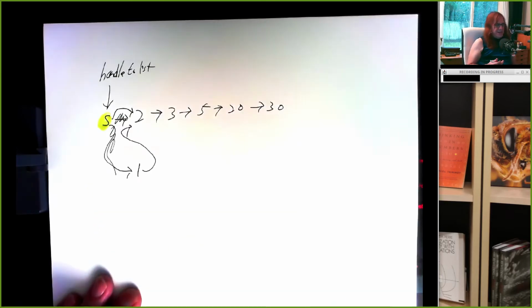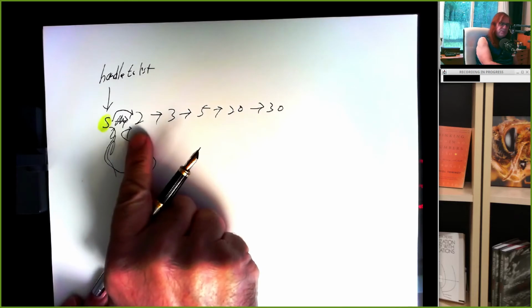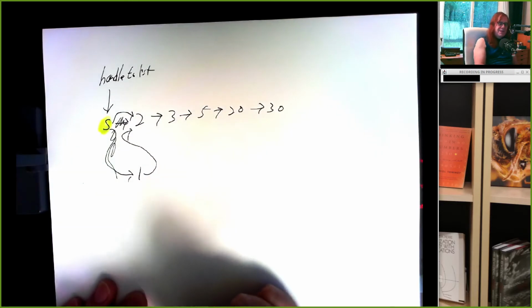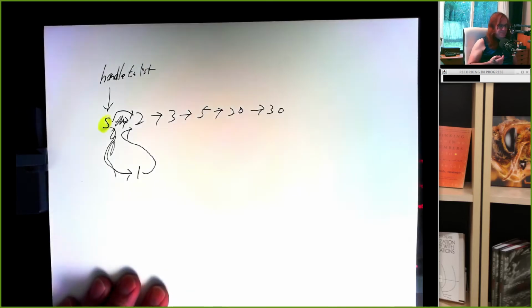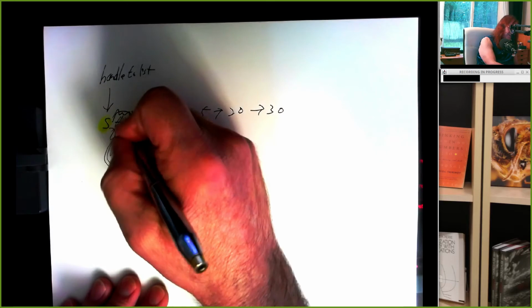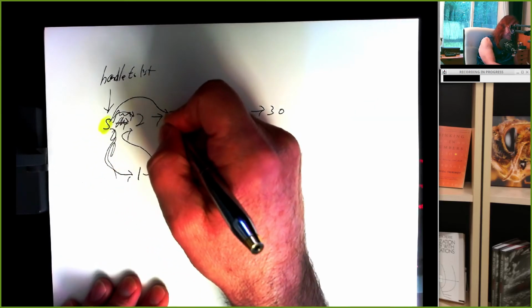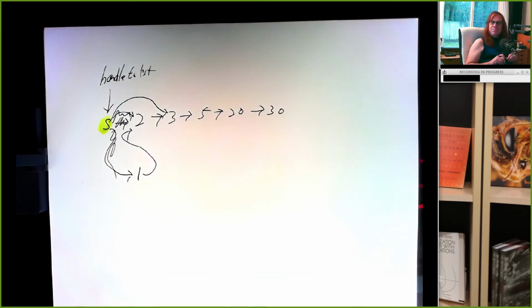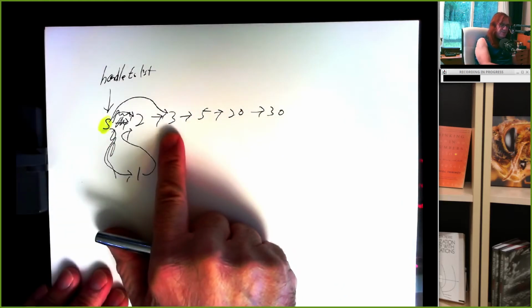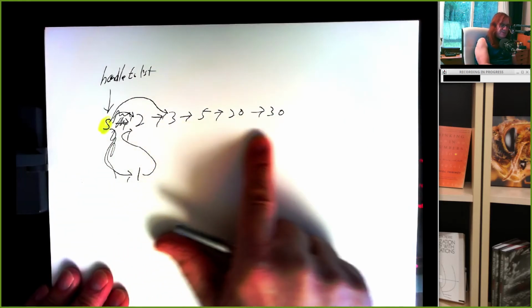Goes like that. And now what's our list look like? Well, the sentinel points to a 2. That's the first thing in the list. That points to a 3 and a 5. And if I want to delete the 2, well, the 2 is pointing to the 3. I'm just going to change my sentinel to point to the 3. I've just deleted the 2. So the sentinel points to the first thing in the list, which is a 3, and then a 5, a 20, and a 30.